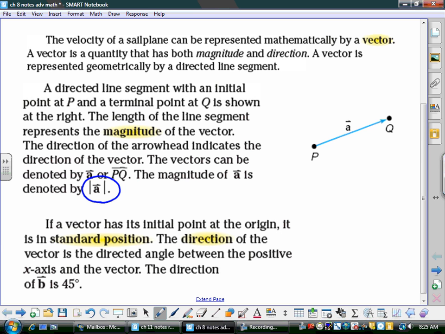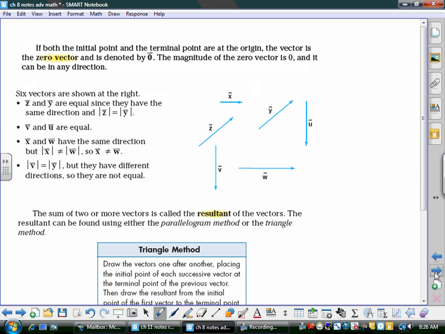The direction is just like when we had angles in standard position. So for the direction, I'd have to imagine an x and a y axis, and the direction would be this angle right there. Standard position starts on the positive x-axis and rotates around counterclockwise, just like angles did. Zero vectors don't have any magnitude, they don't go anywhere.